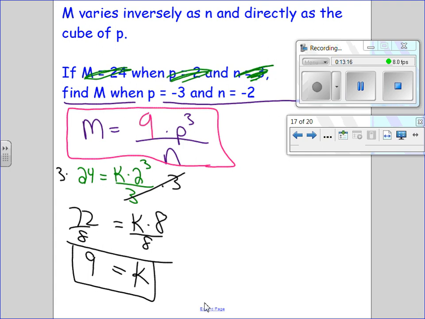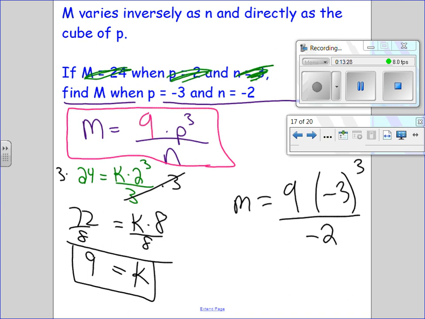Find M when P is -3 and N is -2. So we'll put the -3 in for P. I use parentheses around my negatives. And then a -2 in for N. I think this one ends up being good decimal, if I remember right. Positive 121.5. How did that go?